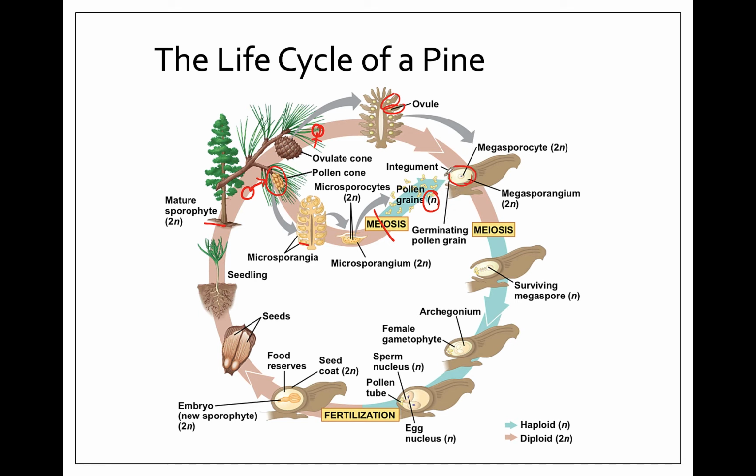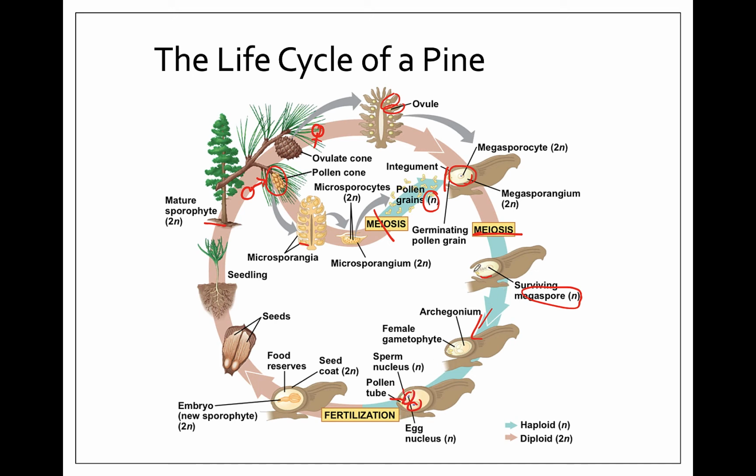Pollination is actually going to happen here before the female megasporocyte has actually undergone meiosis. So right now, this female megasporocyte is still diploid. The female megasporocyte is going to undergo meiosis, and so now we're going to start to see these haploid megaspores, and those are going to eventually develop into eggs.